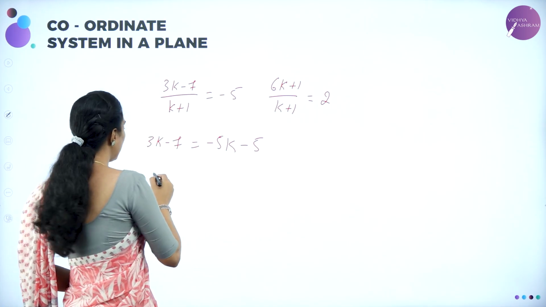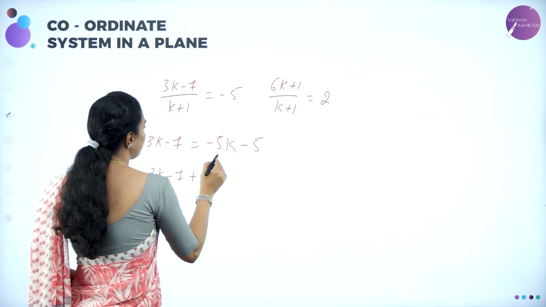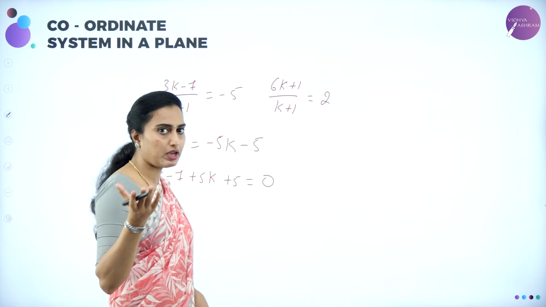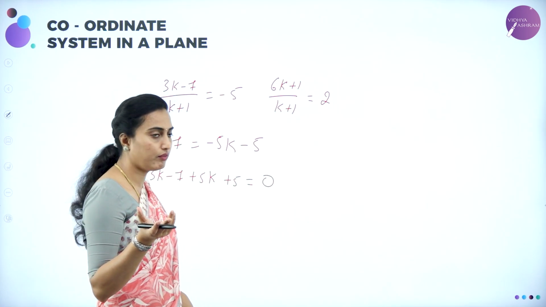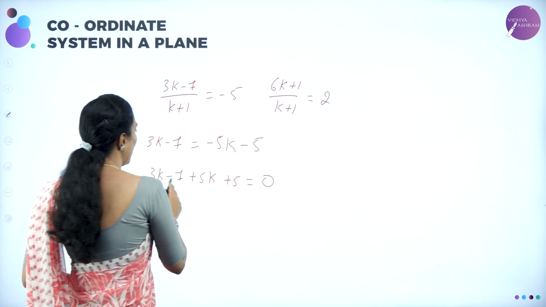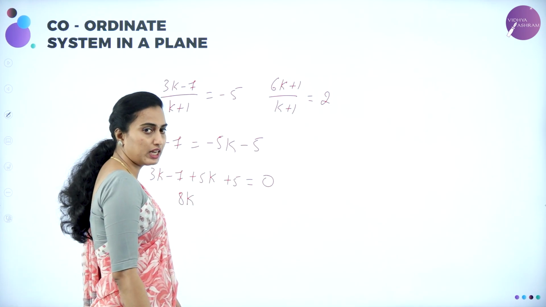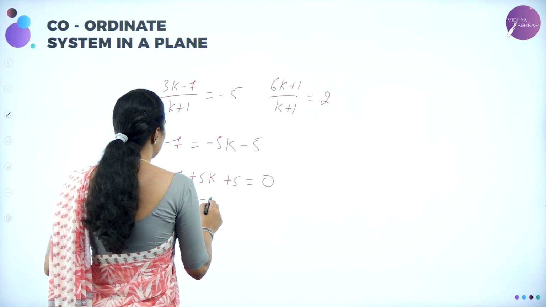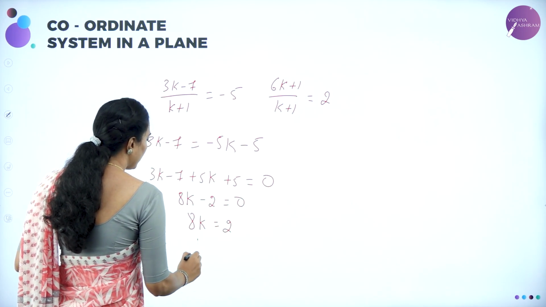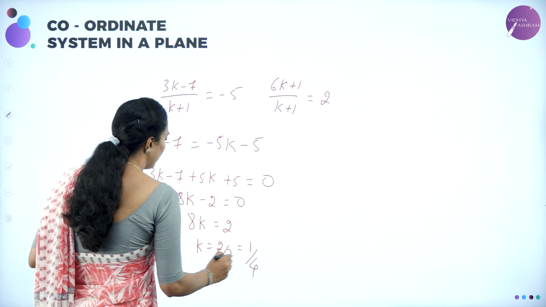Bring all the terms to this side: 3k minus 7 plus 5k plus 5 equal to 0. If you solve any one, you get the same answer for k. Anyway, k is to 1 is the ratio. So 3k plus 5k is 8k, minus 7 plus 5 is minus 2, equal to 0, or 8k is equal to 2, or k is equal to 2 by 8, which is 1 by 4.